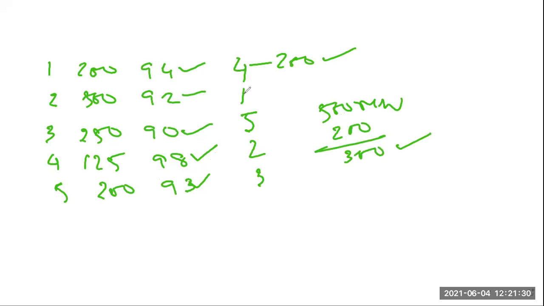So next we load generator number 1. Generator number 1 can cater 200 megawatt. So again we'll start with 200 megawatt, so we'll reduce it by 200. Then 100 megawatt is remaining.